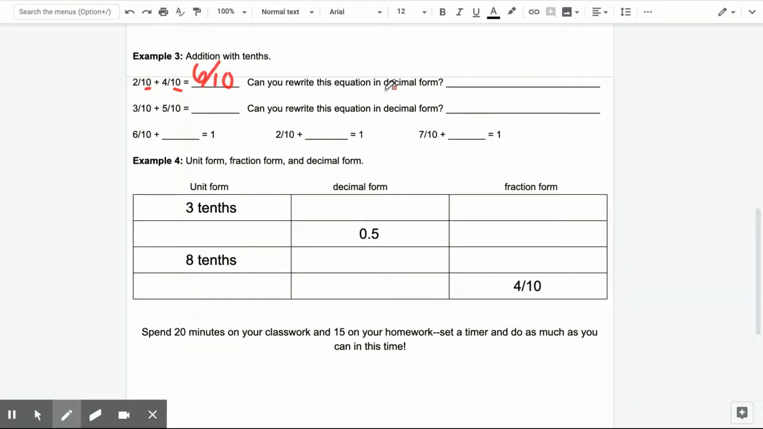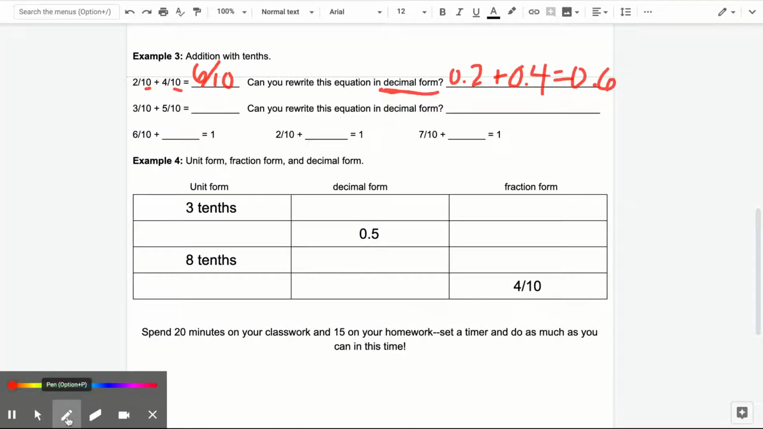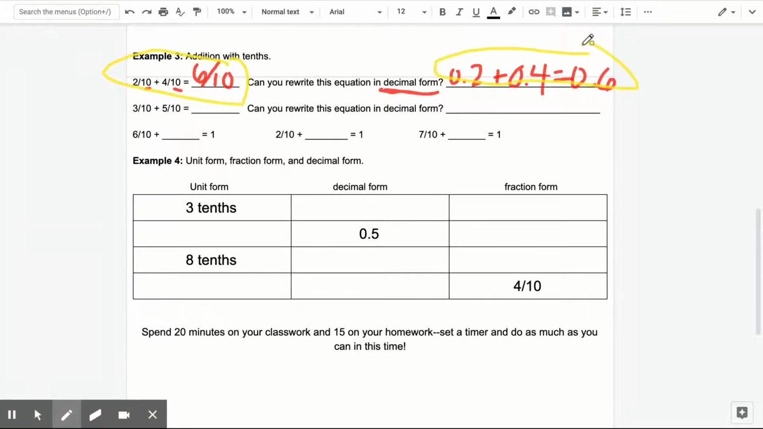If I were to rewrite this equation in decimal form, what would that look like? I would have to write it as 0.2 plus 0.4 equals 0.6. So equivalent equations here, but you'll notice that the first we wrote in fraction form, and the second we wrote with decimal form.